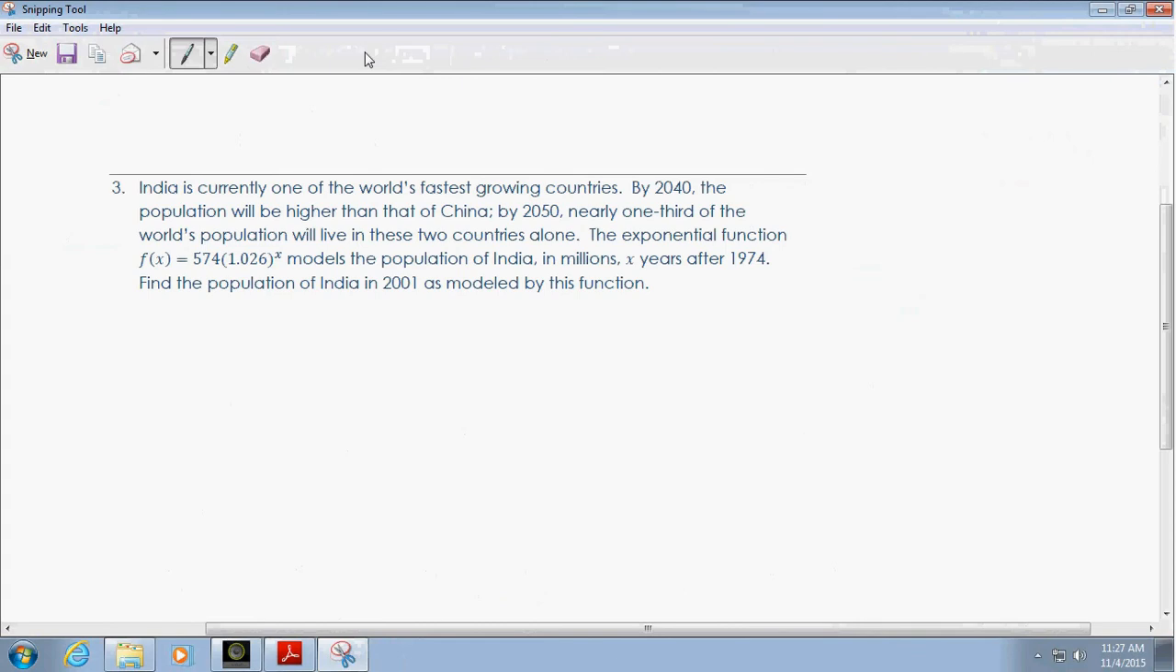Okay? X will be 27, yes. Does everybody see how to get X? It's the number of years after 1974. You want 2001, so you just subtract 1974 from 2001. And you get X equals 27. Nice. See how smooth that is? It's like butter. All right, so f of x equals 574 times 1.026 to the 27th power. We just plug that in.